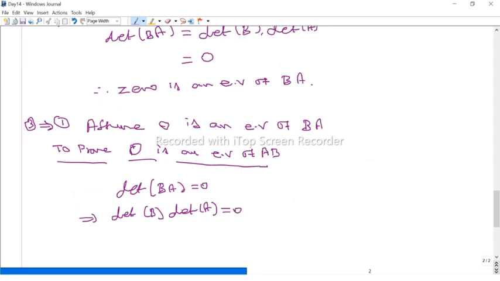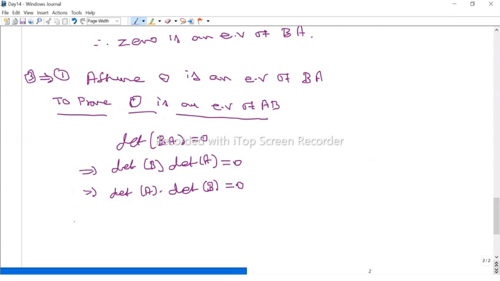But the determinant is a real number, and in the real numbers, multiplication is commutative. Therefore, we can write this as determinant of A into determinant of B, because determinant of A and determinant of B are numbers. Now again apply the properties of determinant: determinant of A into determinant of B. Therefore, determinant of AB is 0. Since the determinant is 0, therefore 0 is an eigenvalue of the matrix AB.